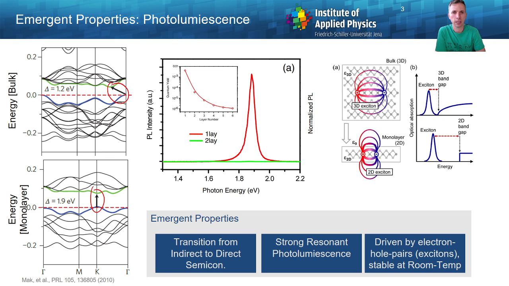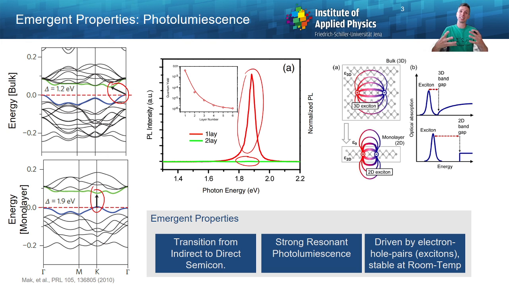One of the emerging properties which you have due to this transition from indirect to direct semiconductors is that as monolayers, these have very strong photoluminescence. So you see here in the center of the slide the photoluminescence spectrum, and you see the double layer photoluminescence is very dim, almost no photoluminescence, but the monolayer has very strong photoluminescence, which is resonant at a specific wavelength roundabout at the red end of the visible spectrum.